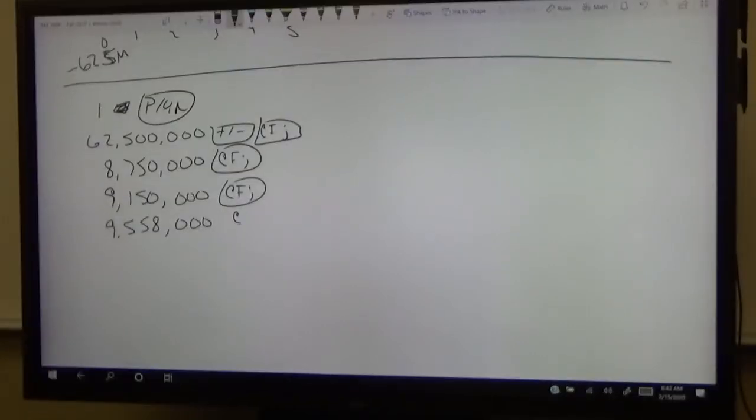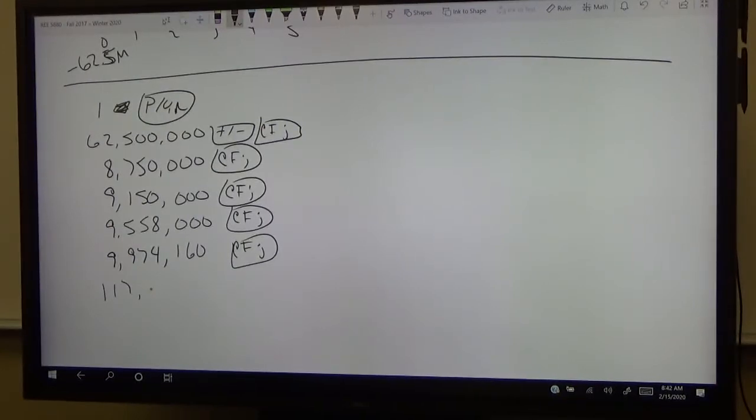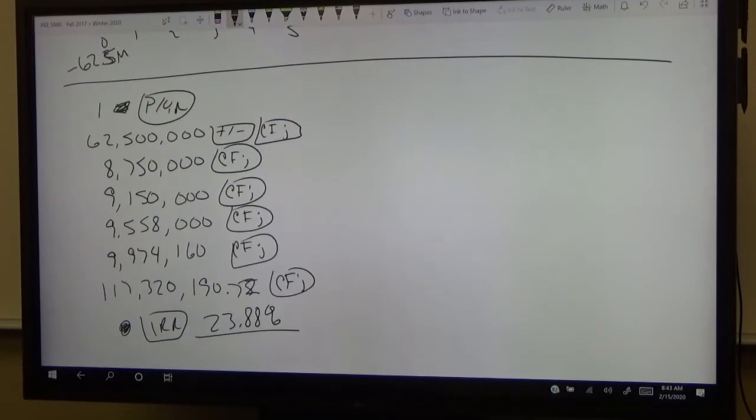Then 9,558 as a cash flow, and then 9,974, and 160 as a cash flow. And then for the final year, simply adding in the reversion: 117,320,190,72. That's that final year's cash flow. Then once again, solving for internal rate of return, you should end up with 23.88%. Just double check yourself. I'll do it as well.